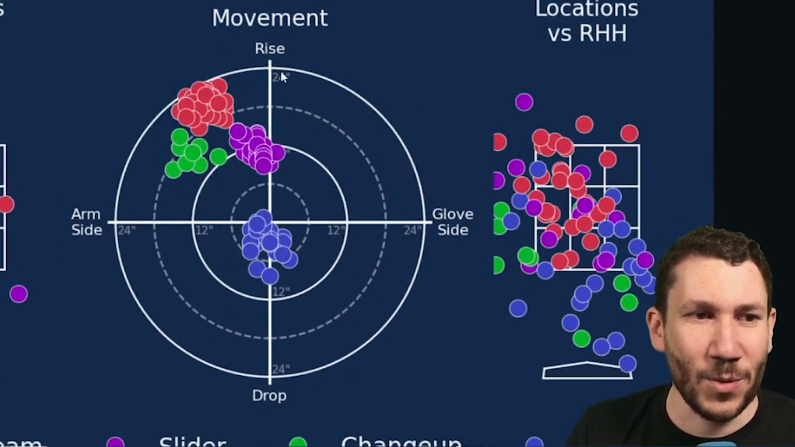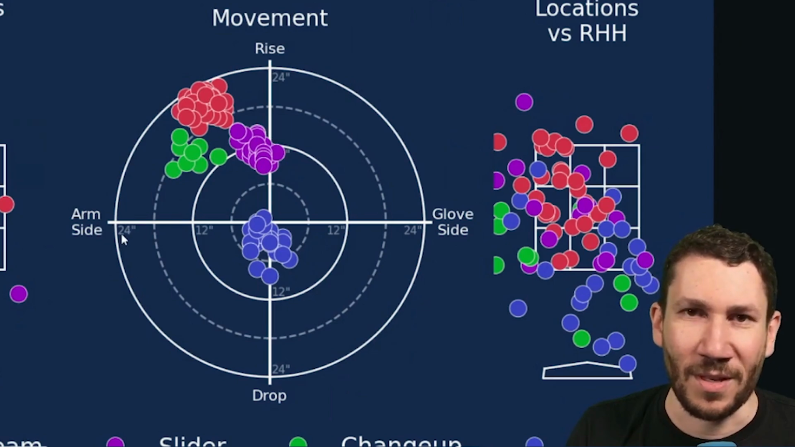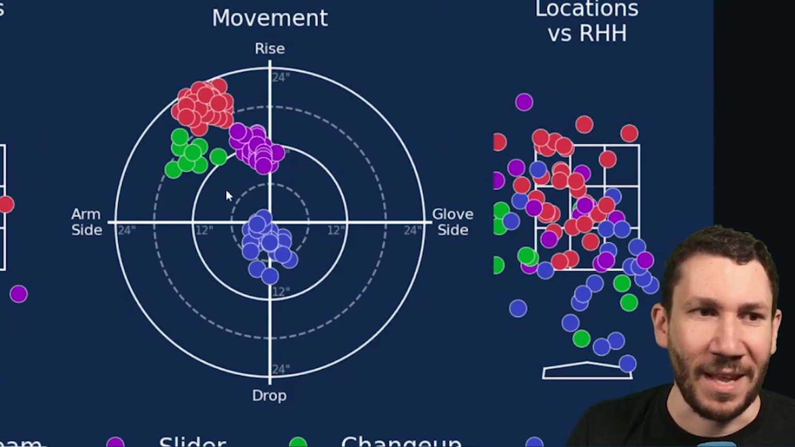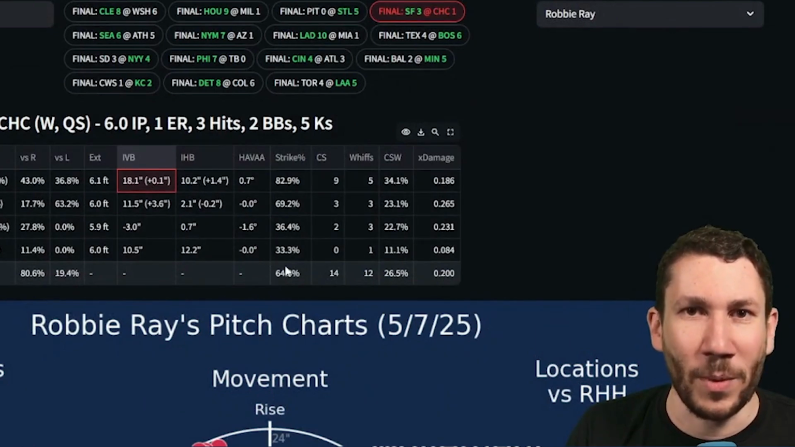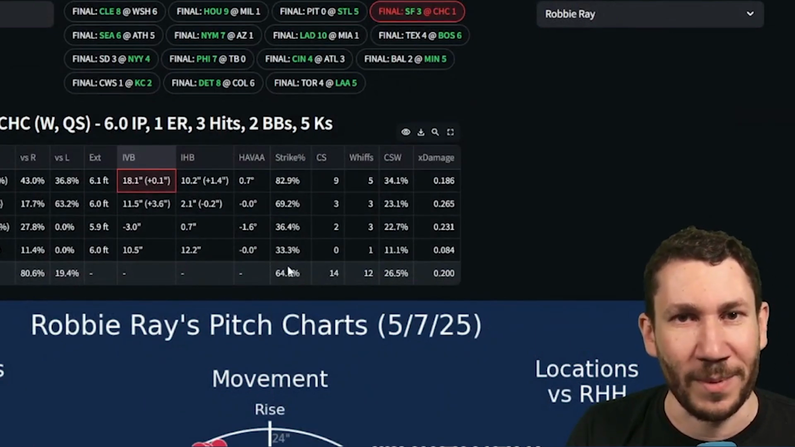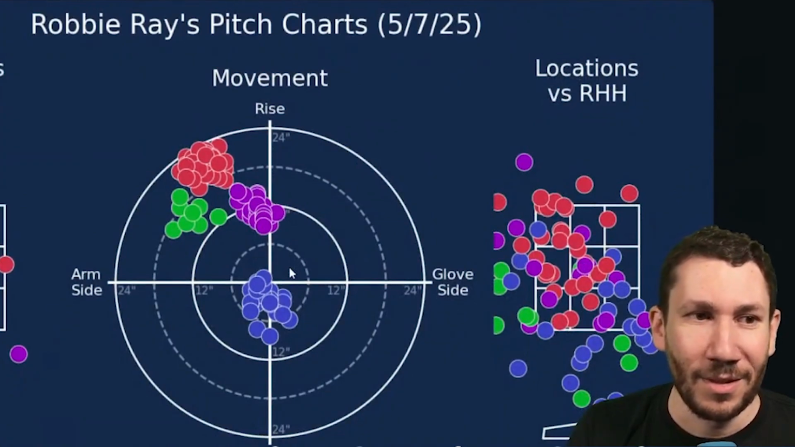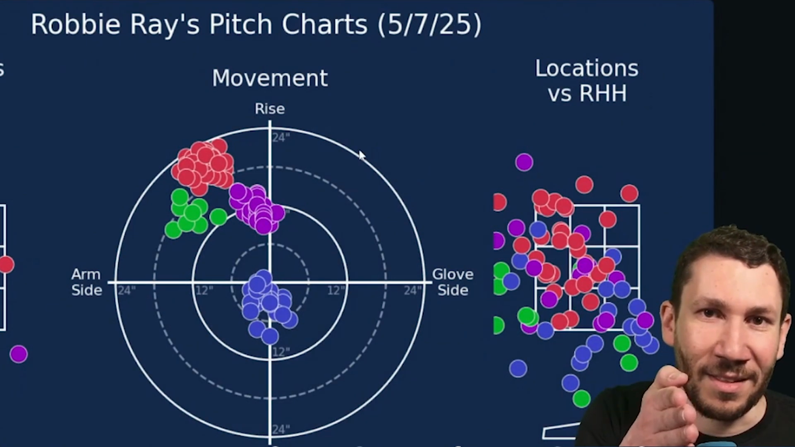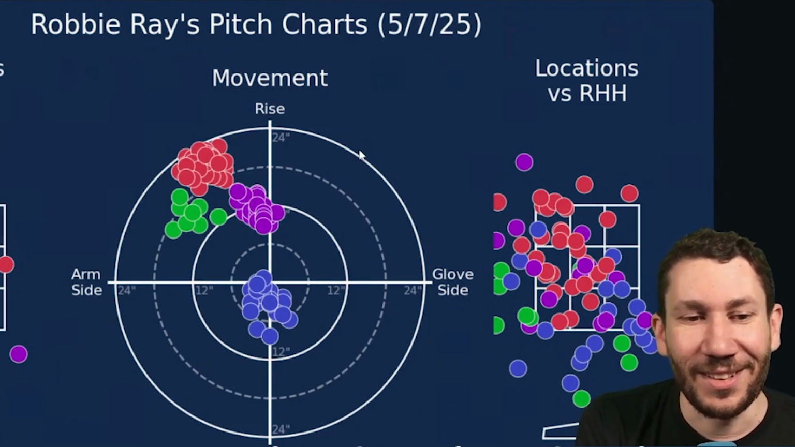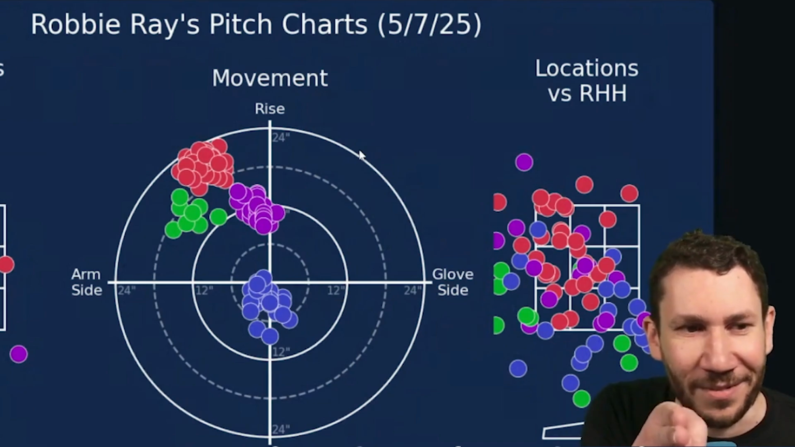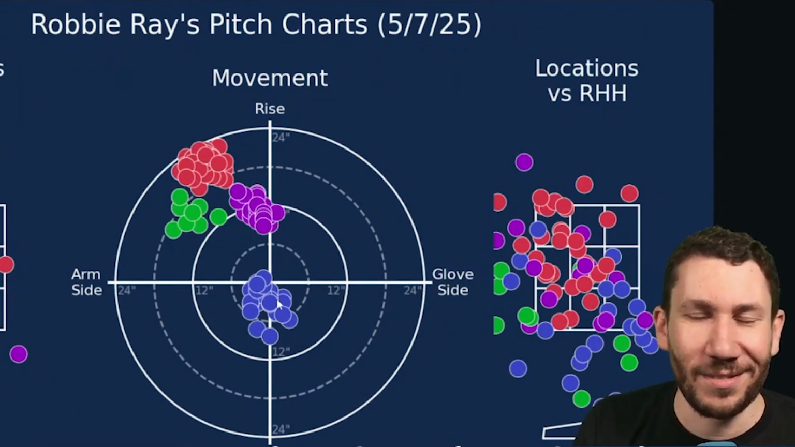Now, as you can see, this is 24 inches at the top here of iVB. This is 24 inches of arm side. Okay. Now, as I said before, with iVB and HB, going towards the arm is positive and going away from it is negative. So this is a lefty with Robbie Ray, and this is looking from the catcher's view, which, let's be honest, is way better than looking from the catcher to the pitcher, because we all see the angle of this. This is how it looks. So imagine Robbie Ray pitching, and this is how we see it, right?